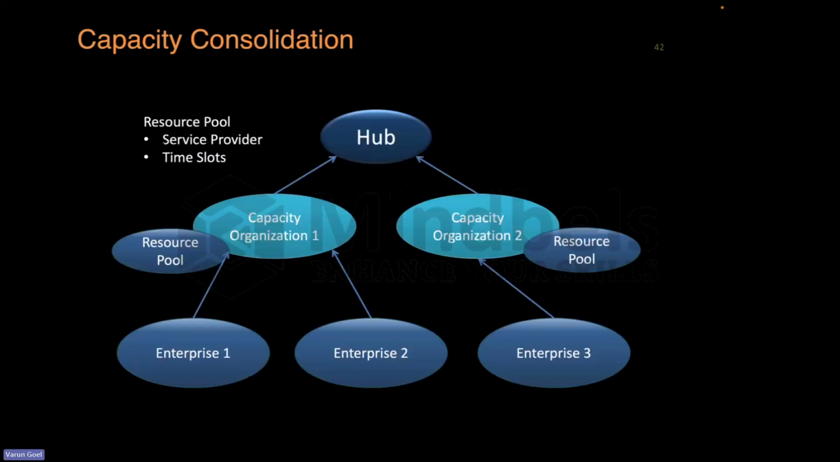Capacity consolidation, resource pool. Resource pools are very important when you talk about capacity. So in OMS, we talk about resource pools when we talk about capacity. A resource pool is a sub entity of a capacity organization which helps you define time slots and service providers. So let's say you have a hub, you have a capacity organization one, and then you have a resource pool. And both these enterprises under it are looking at the capacity organization, basically.